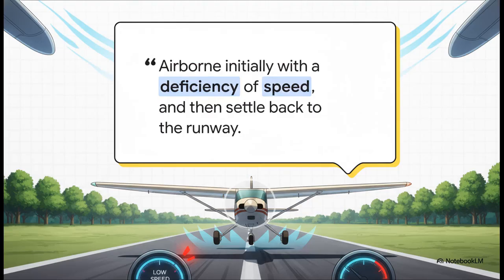In fact, your study materials specifically warn about this exact scenario. They say the aircraft may become airborne initially with a deficiency of speed and then settle back to the runway. Definitely memorize that phrase, deficiency of speed. It's a major exam buzzword. What happens is the reduced drag tricked you into flying way too early, and the second you climb out of ground effect, all that drag comes rushing back. The terrifying reality here is that your plane might literally just sink right back down onto the tarmac, or worse, into the trees at the end of the runway.